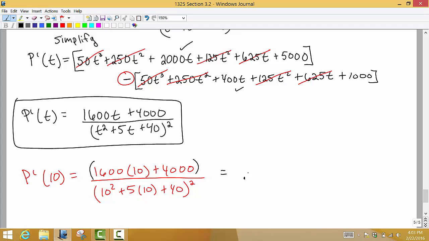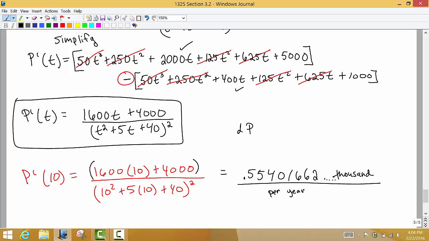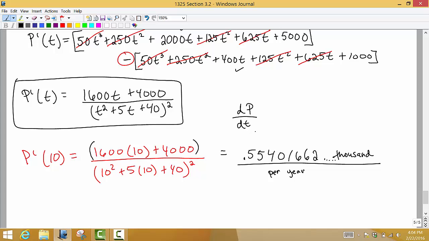All right, and I get 0.554016662 approximately when I put that into my calculator. So this is this many thousand people added to the community per year. Okay, so remember it's difference in population over the difference in time. So change in population over change in time. So the population is increasing. It's positive. And we can think about this in the thousands.